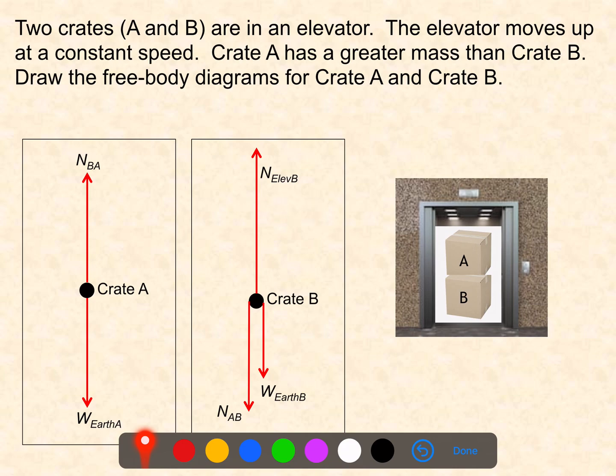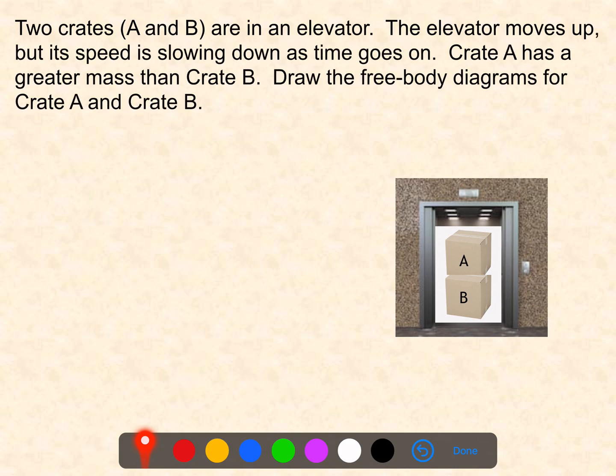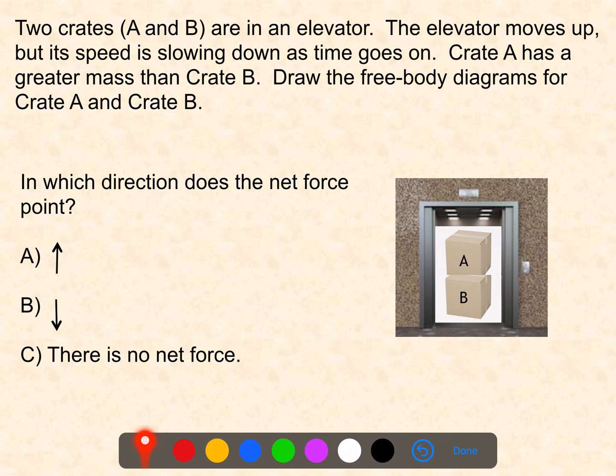Okay, so we're going to change the situation a little bit. Let's say that instead of the elevator moving at a constant speed, it's moving up. However, its speed is slowing down as time goes on. Crate A is still more massive than crate B, but now we want to make a free body diagram of this alternate situation in which the elevator is actually slowing down. So we want to know in what direction the net force is going to point in this case. If you've paused the video and you've come back, hopefully you've been able to deduce that the net force is going to point in this direction.